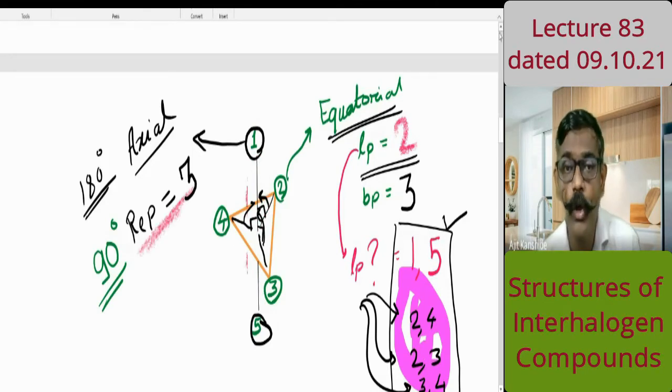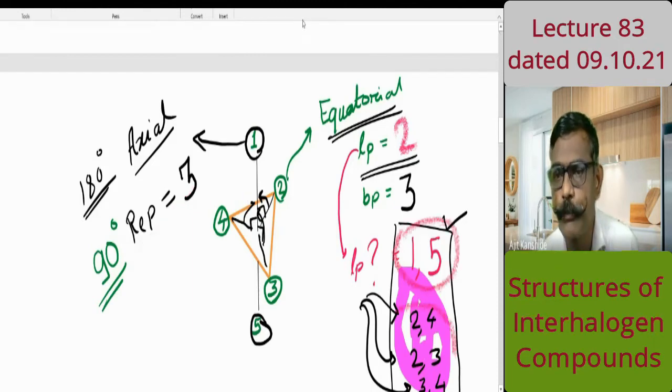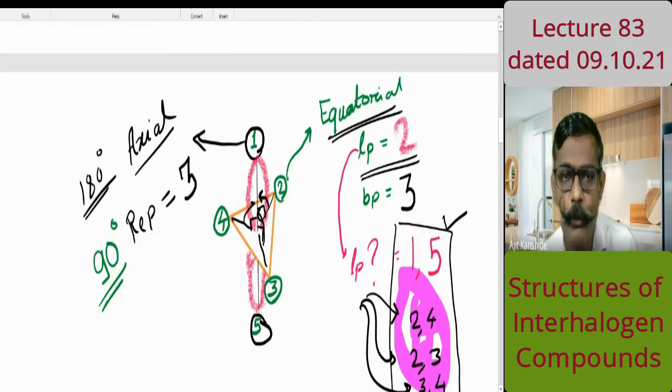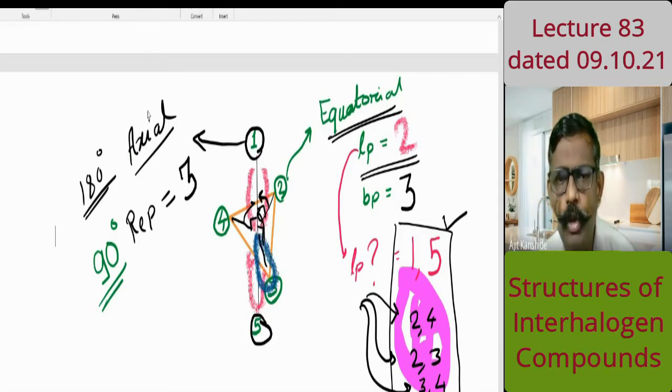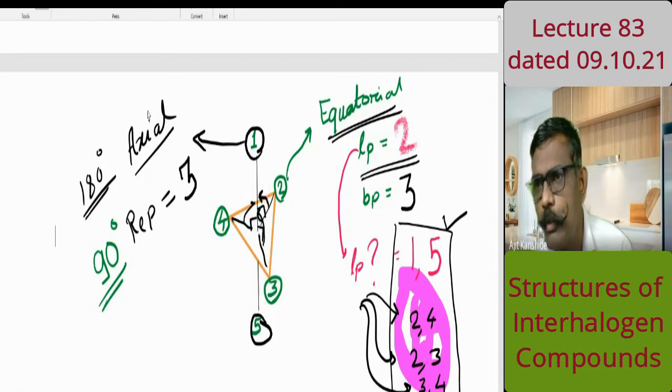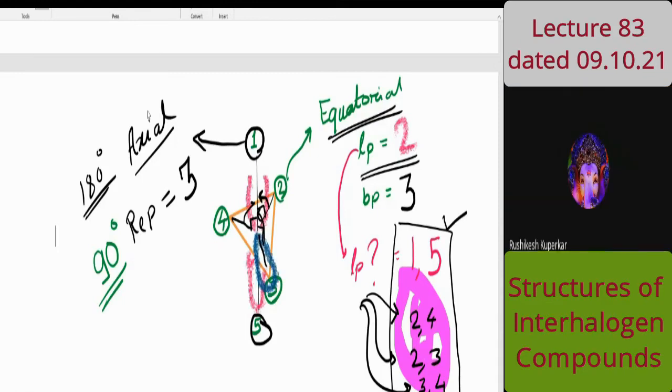If I consider the lone pair at position number 2, I remove the previous lone pair. If I consider the lone pair here, now I am representing it in blue color, one of the lone pairs. Then how many 90-degree repulsions does this blue colored lone pair make? When the lone pair remains here, then the red colored lone pairs are not there. Is my question clear?